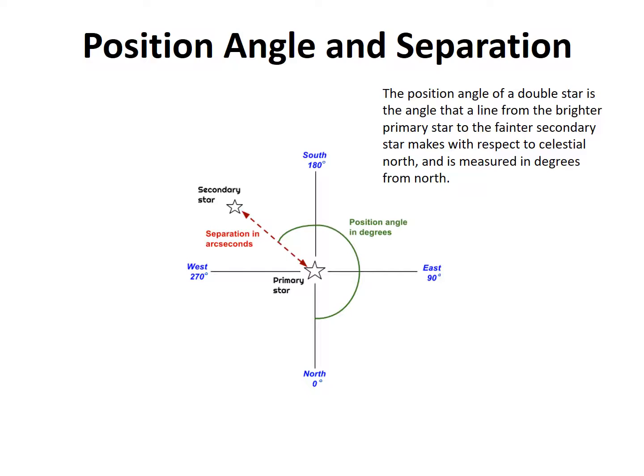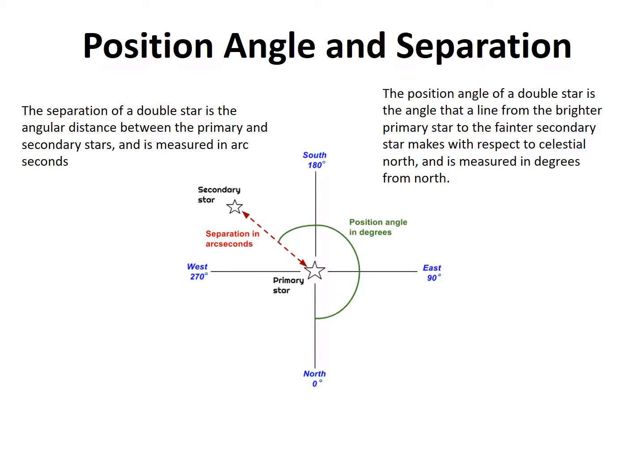The separation of a double star is the angular distance between the primary and secondary stars and is measured in arcseconds, or for close doubles, in a fraction of an arcsecond. An arcsecond is a very small angle. A circle is divided into 360 degrees, while a degree is divided into 60 arc minutes, and an arc minute is divided into 60 arc seconds. Thus, there are 1,296,000 arc seconds in a circle. An arc second is the angle that a dime extends at a distance of about a mile.